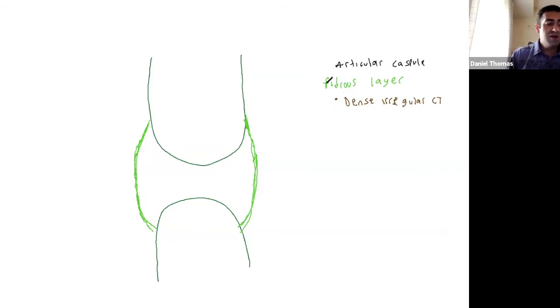Okay, now the inside of the layer is actually called the synovial membrane. Go ahead and draw this in orange. It's actually a thin layer on the inside. So this is the inner part of the articular capsule, and this is called the synovial layer or synovial membrane.